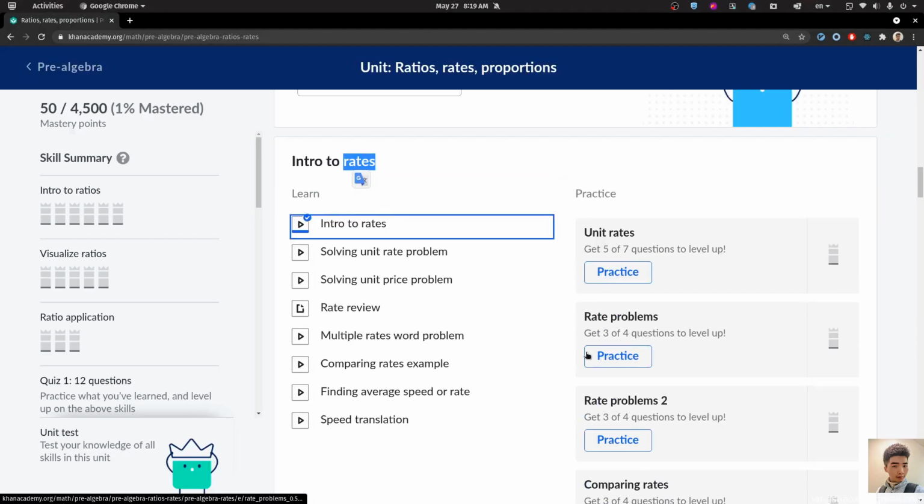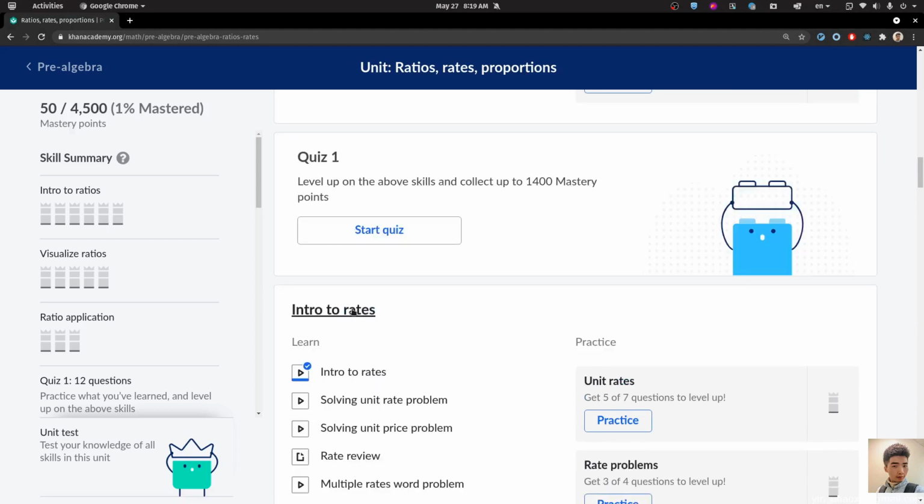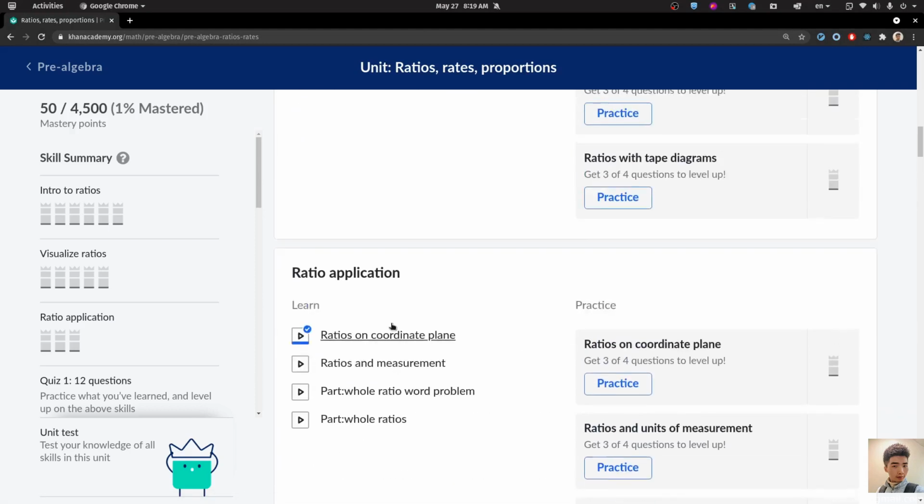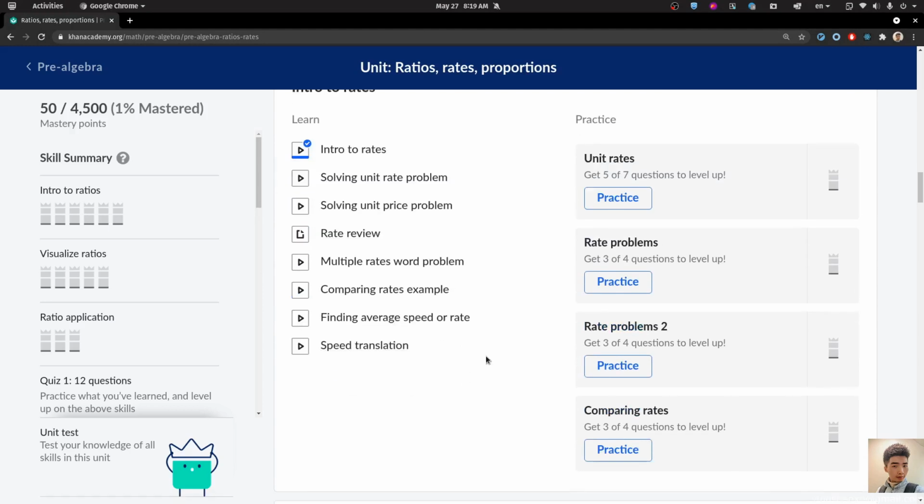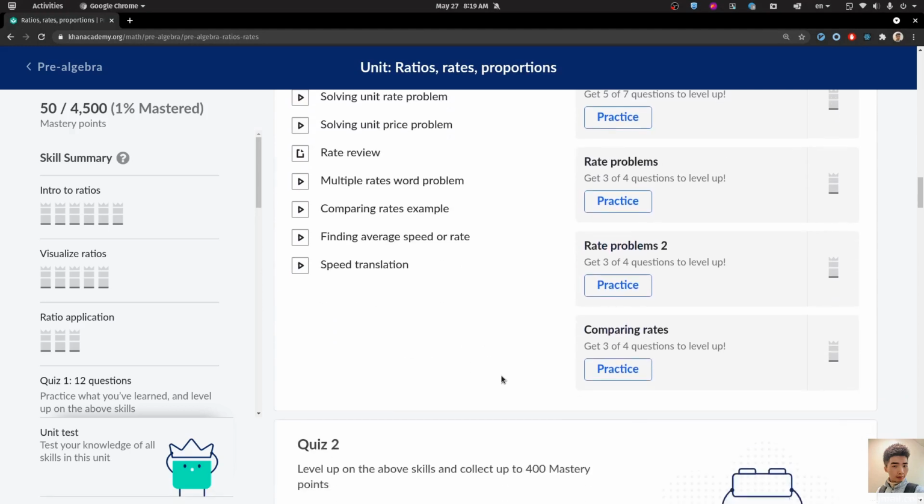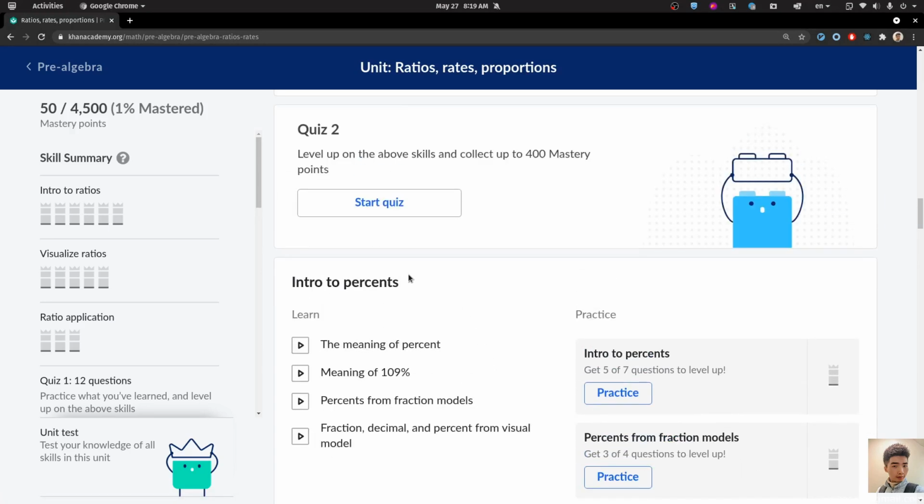Okay, good explanation for the rates. So for the rates, it has some relationship with ratio. Basically, they are the same thing as far as I can say now. Here's another idea called percent. This is also a very commonly used mathematical item that we would use in real life.